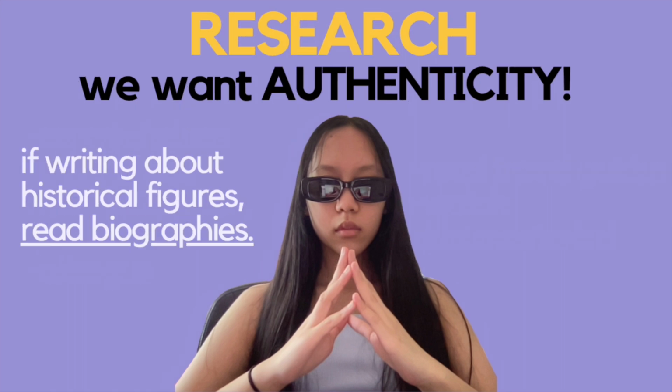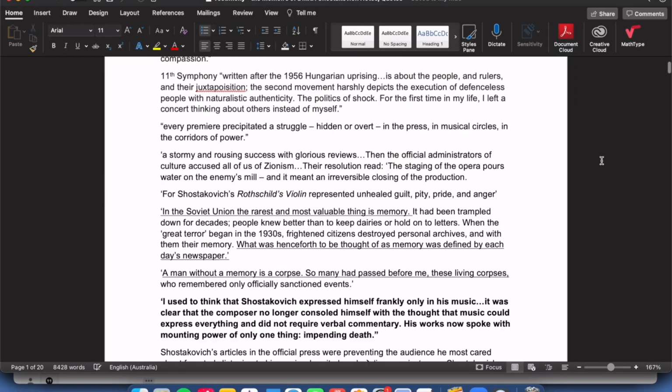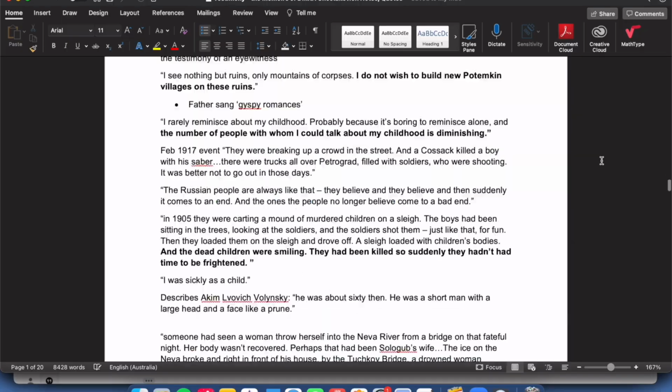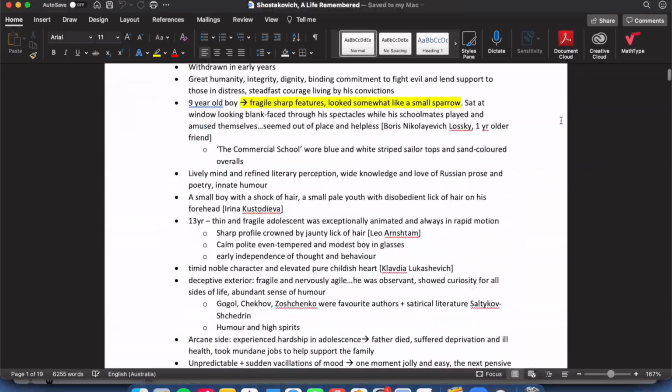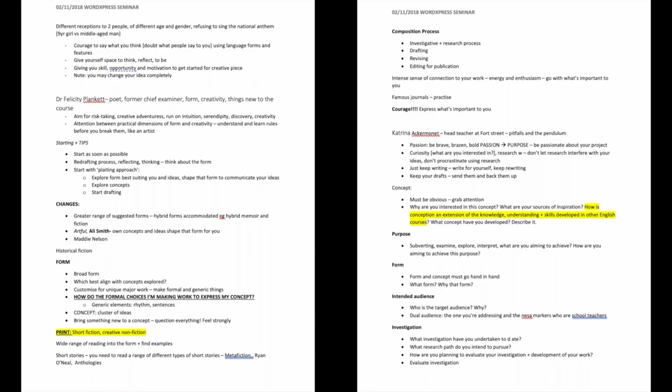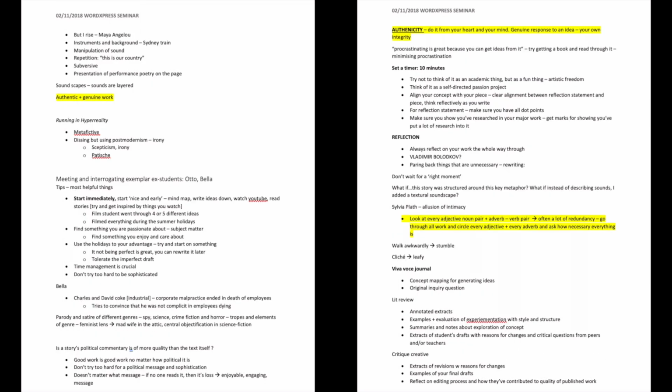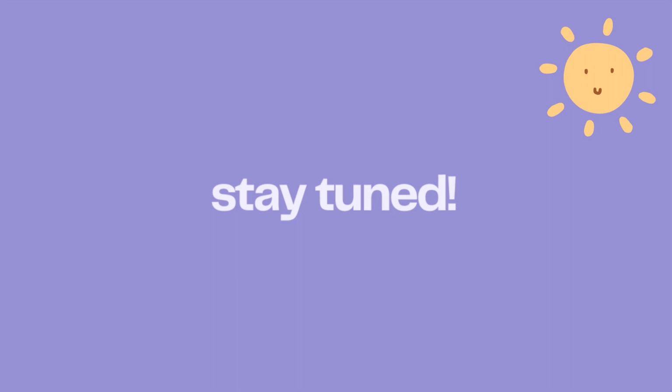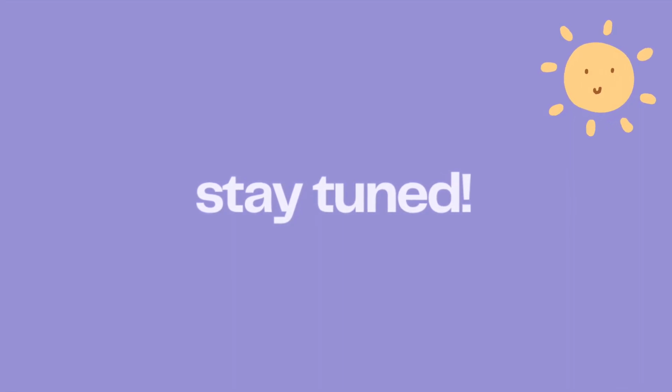Just quickly before I dive in, research is super duper important. I'll show you the amount of research that I did, but being authentic, research, that's one of the biggest things you're going to have to focus on. Here are notes I took from a WordXPress seminar, so have a look, they're really useful. Also, I'll show you the full document of what I wrote for my assessment tasks, so the lit review and the critique of the creative process.